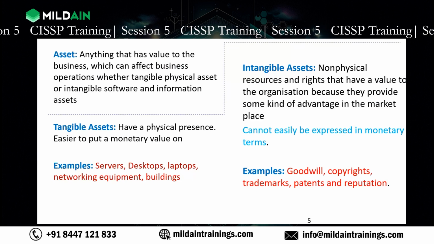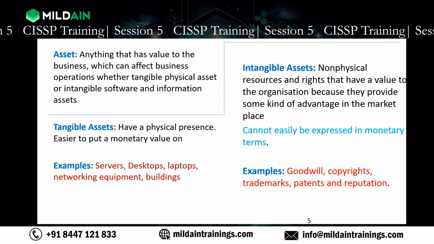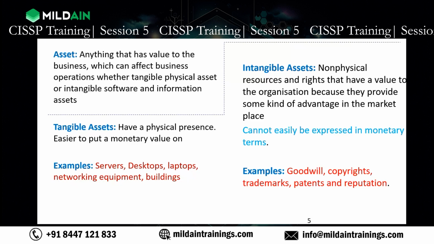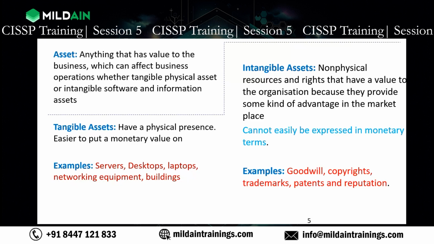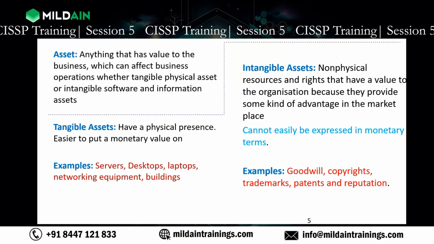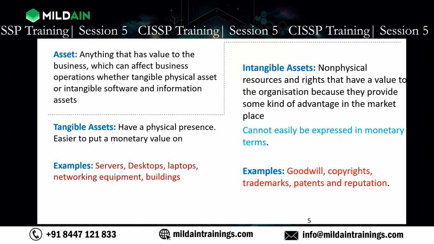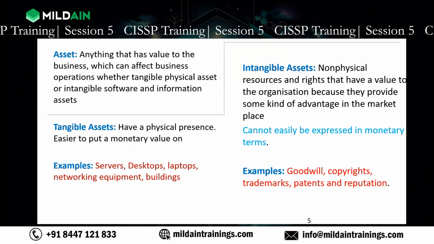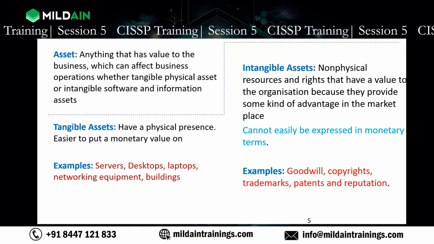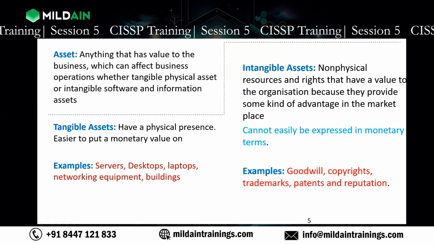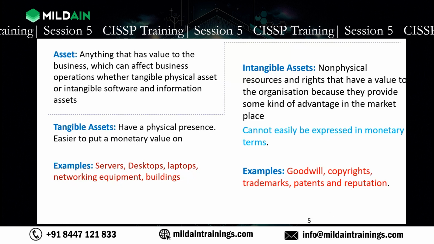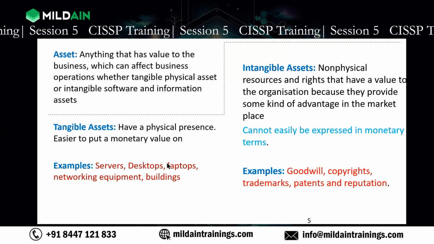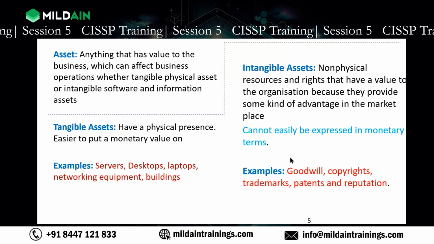When we talk about tangible assets, anything which you can touch and feel, the appearance, is known as a tangible asset. Next one we have is intangible assets. Intangible assets are non-physical resources, rights that have a value to the organization because they provide some kind of advantage in the marketplace. For example, goodwill, copyrights, trademark, patent, and reputation. So this is the major difference about the asset. This is the first fundamental of it.